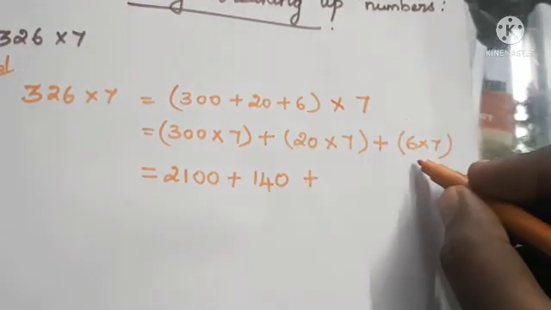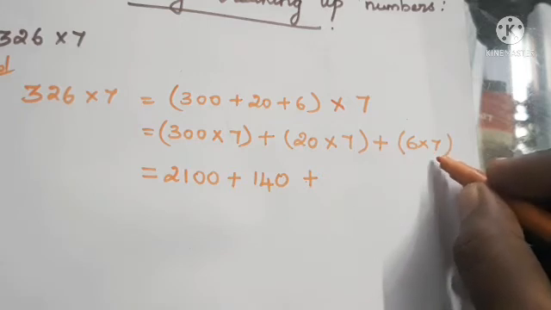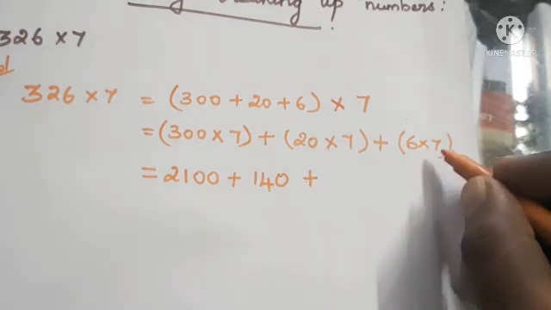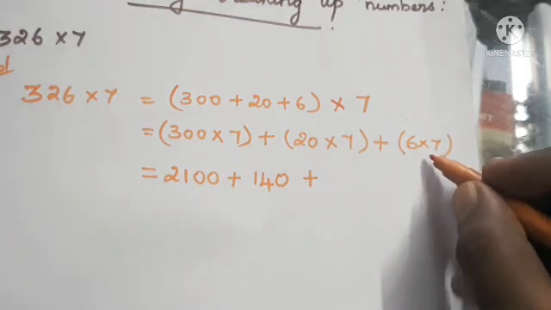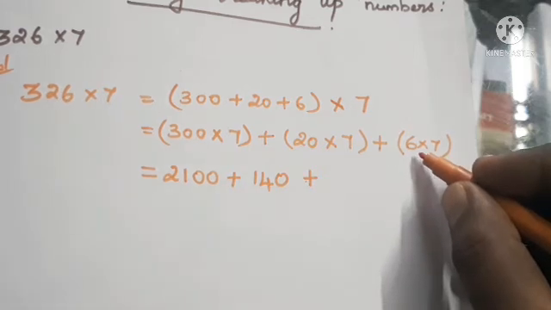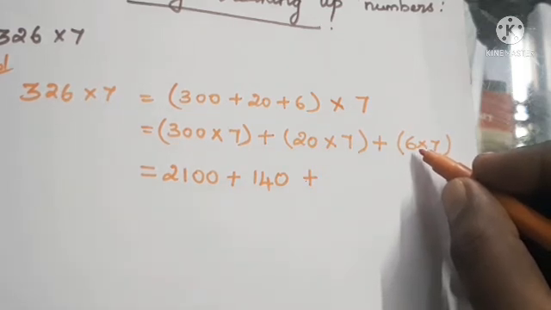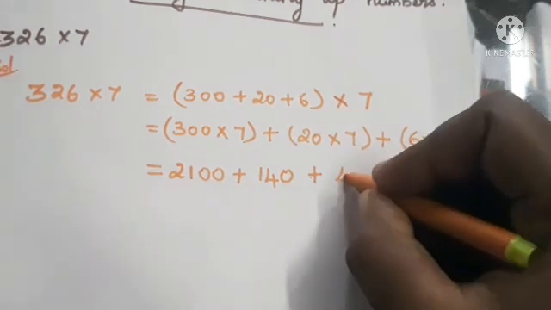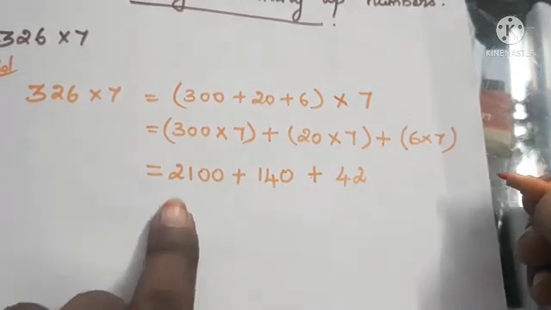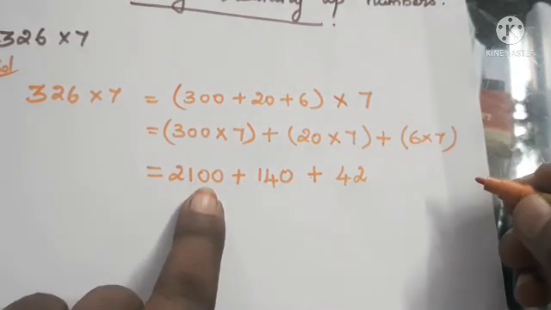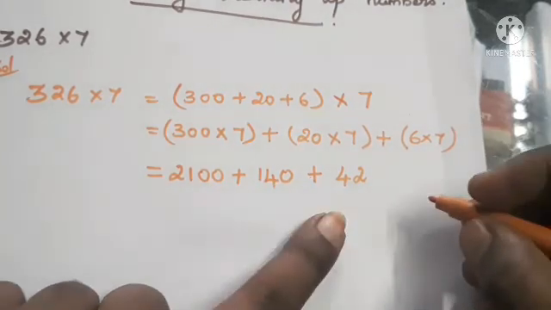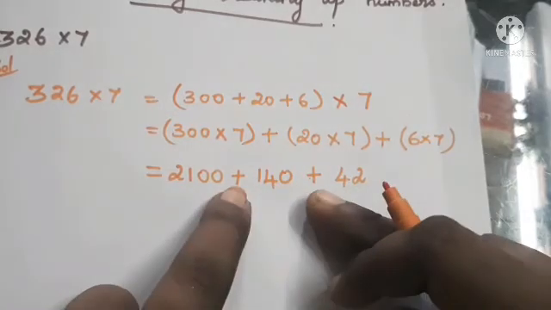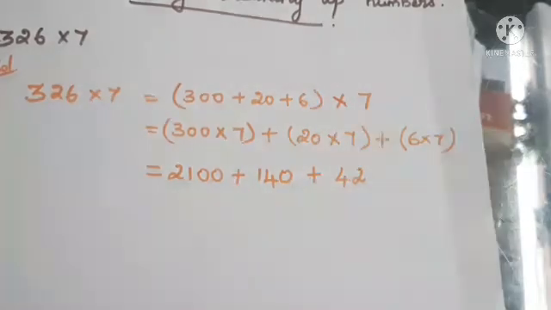And next we have to multiply 6 into 7. 6 sevens are what? If you know the 6 table we can say it, otherwise you can say the 7 table. So 1 6 is 6, 2 6 are 12, 3 6 are 18, 4 6 are 24, 5 6 are 30, 6 6 are 36 and 7 6 are 42. So we got 42. Now we got 2100, then 140 and 42, with the plus symbol in between everything. So we have to add the numbers.